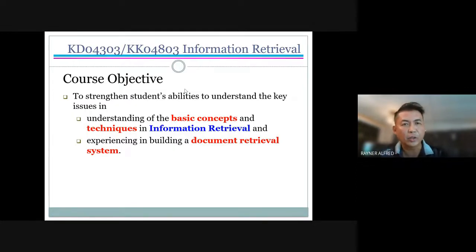Okay. So the course objective is to provide understanding of the basic concept and technique used for information retrieval. So we will learn some of the concept and technique used for information retrieval. And also at the end of the course, you should be able to build a document retrieval system in which you can retrieve based on your query. Okay. So this course involves a lot of mathematics background in which you'll be using them. But don't worry, in the exam, you do not have to memorize them because I will provide all those formulas for you. So you don't have to worry about that.